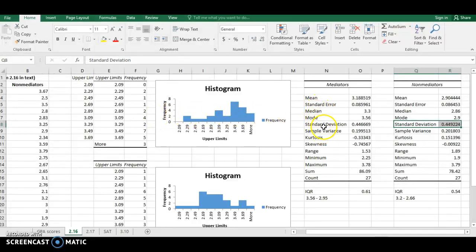what that will affect is the standard deviation. The more spread out the data is, the larger this number gets. The more clumped together they are, the smaller this number gets. And that's an important data point that we're going to use from here on out.